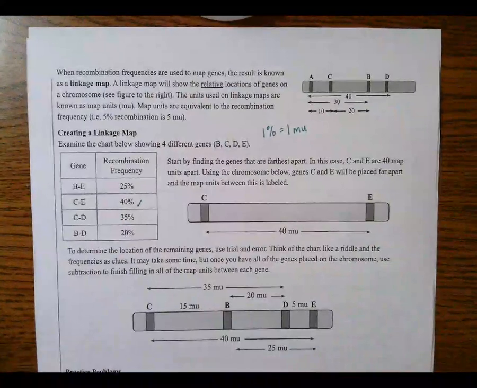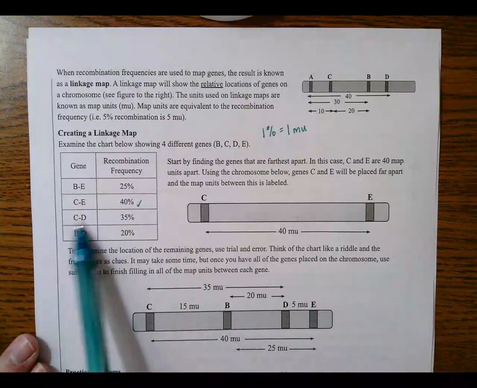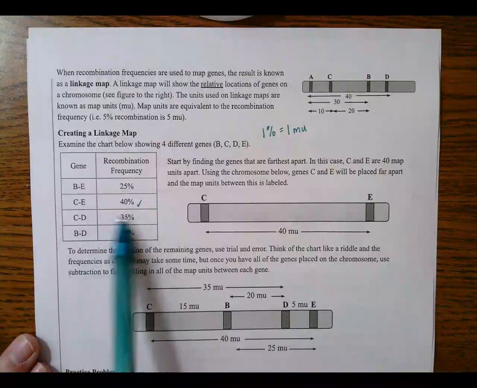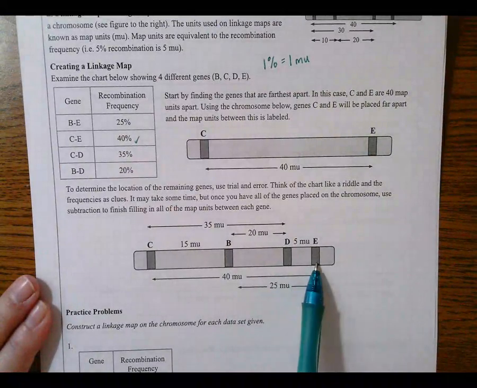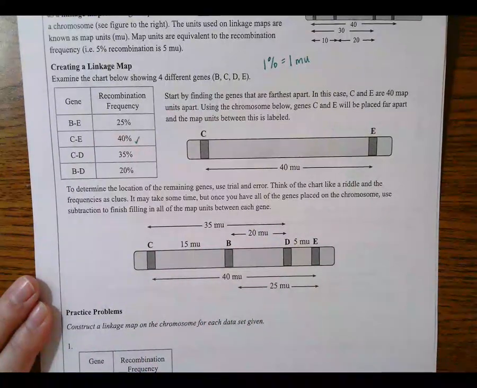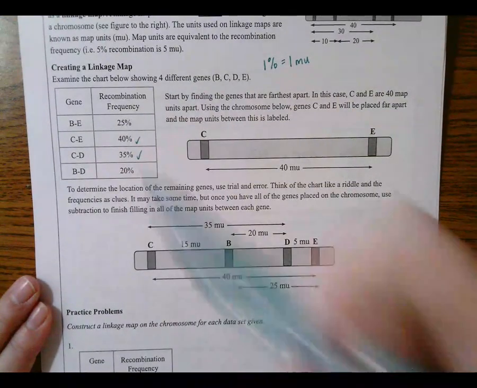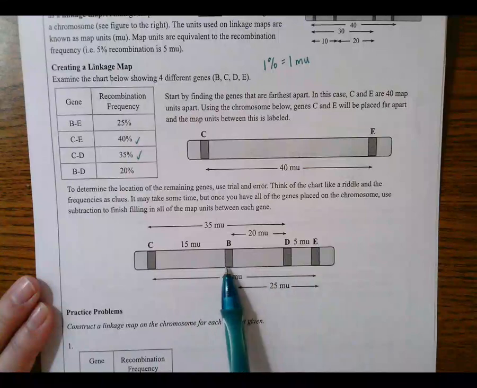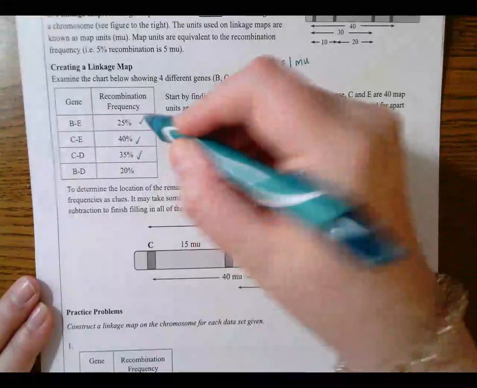Now, what you're going to do for the other ones is you need to look and see what they're trying to connect here. So the next one is that we have C and D. So the distance between C and D, the recombination frequency is 35%. So if you notice down here, what they did was they put D very close to E, because the distance from C to D is 35 map units. So that would be that one. Then we have B and E, 25%. So we'll put B over here because we have already established where E is. That's 25. And then our last one is B through D.